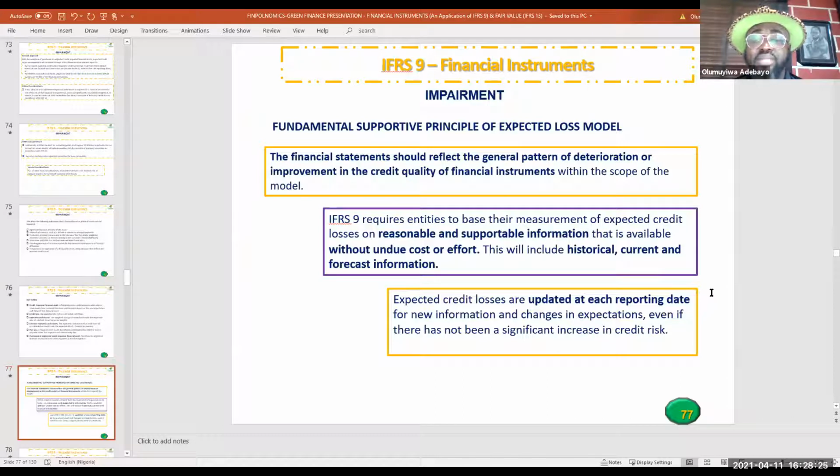Furthermore, expected credit losses are updated at each reporting date, which is the reason why I told you that impairment assessment is done at least once every year, even though you can do it more frequently. But if you are doing it once a year, it must be at the end of your reporting period. And you must use that to reflect or update for new information and changes in your expectation, even if there has not been any significant increase in credit risk, because your estimate must reflect current information and future expectation.